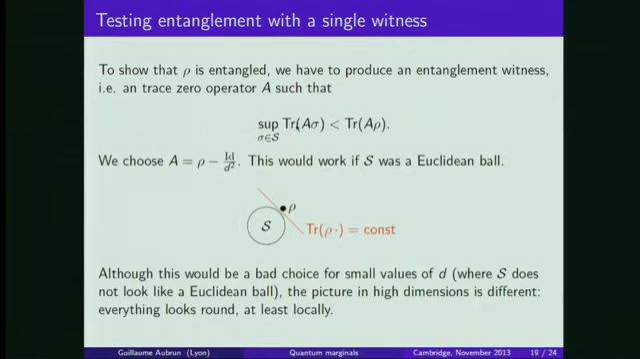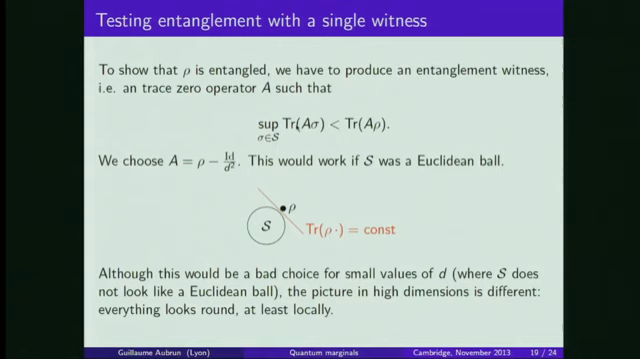Okay, so what do I mean by testing a single witness? I have to choose a good choice of A. Imagine that S was round, was Euclidean. Then to separate a point from the Euclidean ball, you simply have to choose a hyperplane which is orthogonal to the segment which links your point to the center of the ball. So this is what we are going to use.